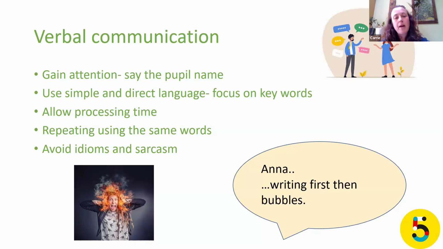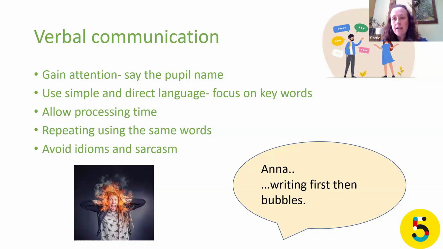Now, the next point is about allowing processing time for that child. And this is something that can be really difficult and feel really unnatural to us. I think naturally most of us feel like we're born to fill every second of silence and feel like we need to constantly be saying things, but we really need to be able to stop and allow processing time for that individual, for that information to go in, and for that child to process it.